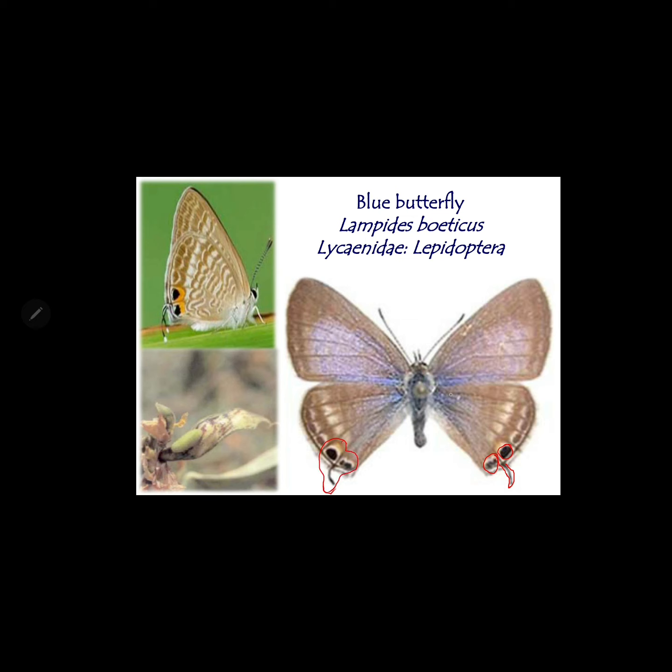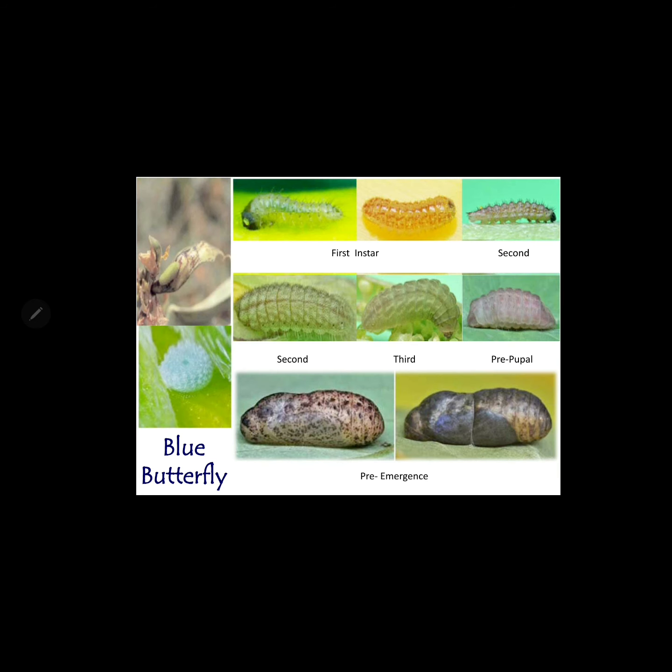At the inner margin of forewings and hindwings, a shade of blue tint we can see on the forewings and hindwings, hence it is called blue butterfly. This is a minor pest, very rarely it occurs.